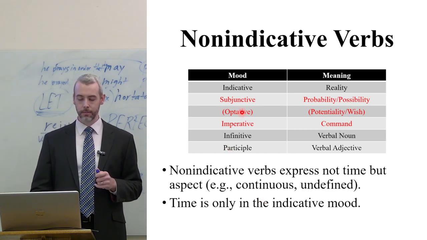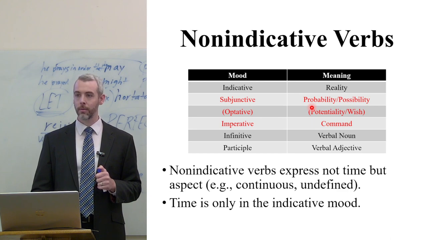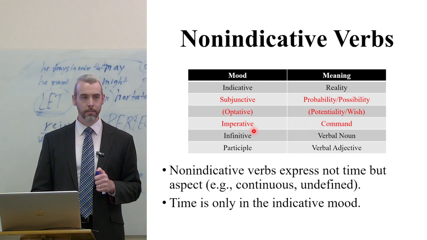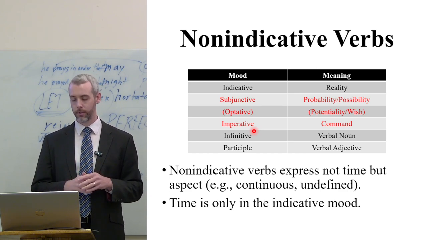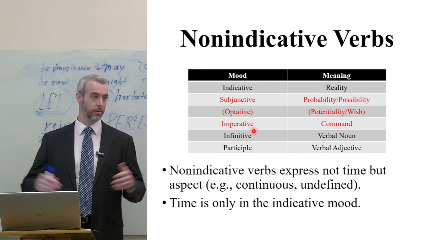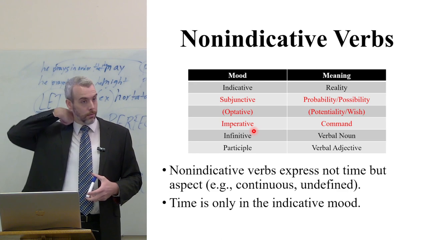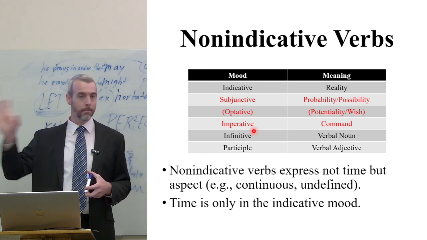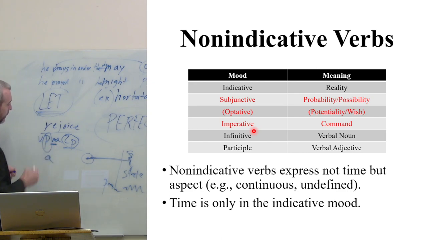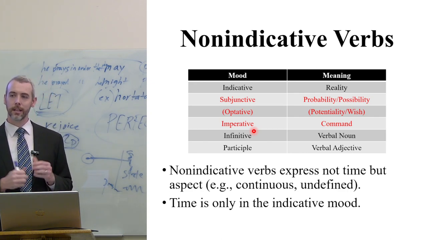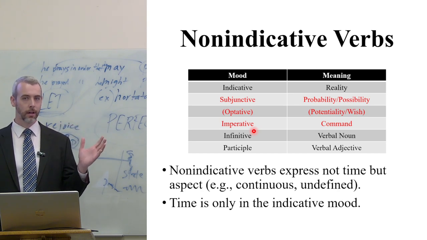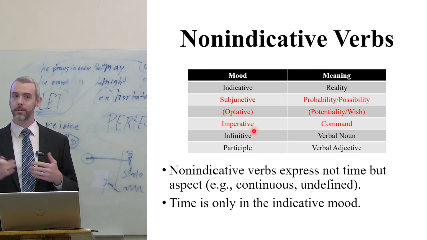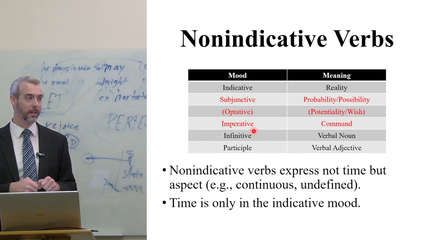But what I want you to get is subjunctive is probability, possibility, usually with a condition or purpose. Imperative is a command, and you can have it in second or third person. So rejoice, or let him rejoice, or let you all rejoice would be second person plural, or let them rejoice, third person plural. And whenever you start seeing these imperatives, which will be labeled by an M, or you see a subjunctive, you have to start thinking, what is being expressed by the aspect of the verb? Is this continuous action? Is this undefined action? And that might give you some insights into what the author is trying to get you to think about.